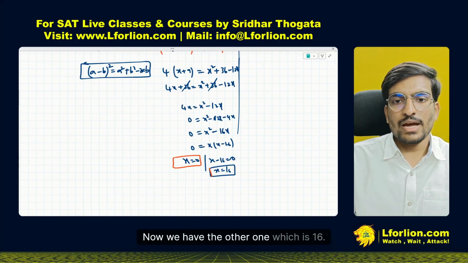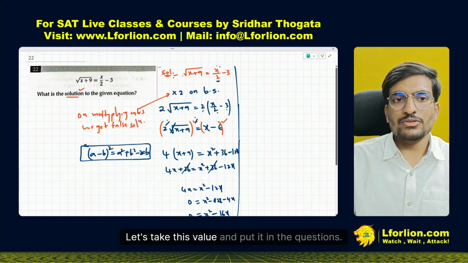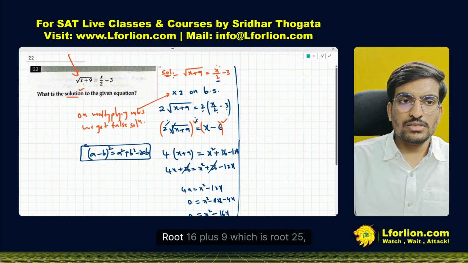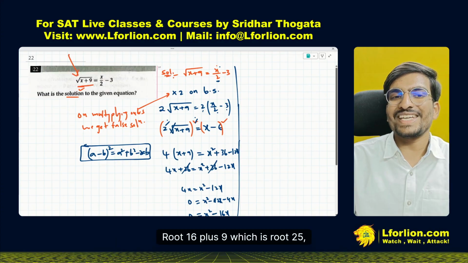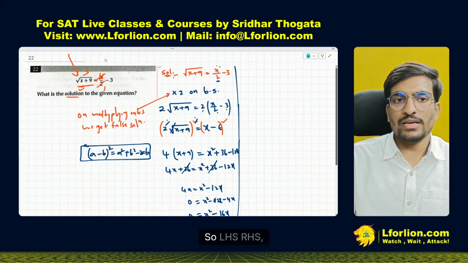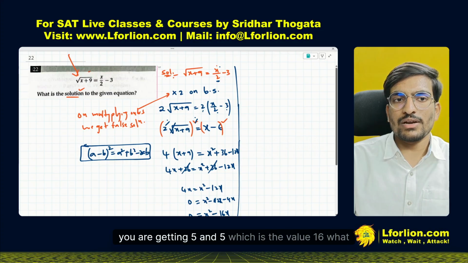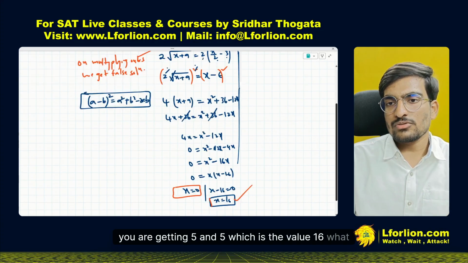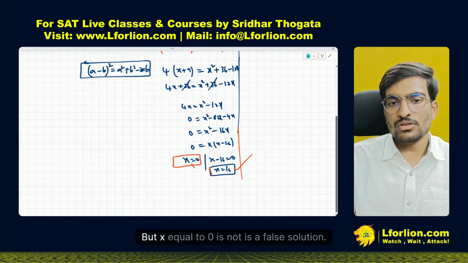Now we have the other one, which is 16. Let's take this value and put it in the equation. Root of 16 plus 9 is root 25, which is 5. On the right, 16 by 2 is 8, and 8 minus 3 is 5. So LHS and RHS, you are getting 5 and 5 for the value 16. What we got is a right solution, but x equal to 0 is not.